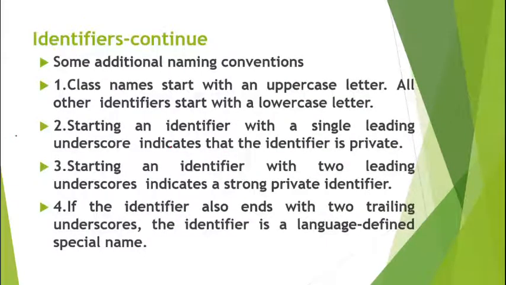Some additional naming conventions are there. Actually these are recommendations and are not necessary, but if we follow these conventions, the program will look better and it will help other programmers identify different parts of the program. All the class names, which we will learn later, must start with an uppercase letter. Identifiers, the variable names, for example a, b, c, length, breadth, roll number, must start with lowercase letters.